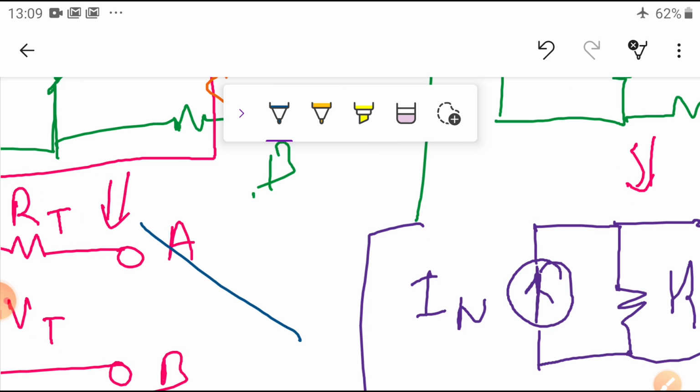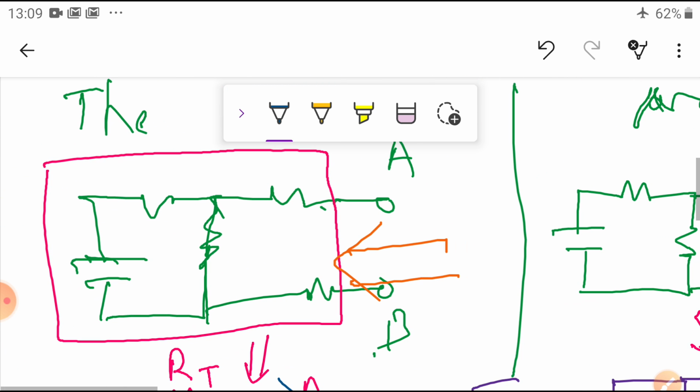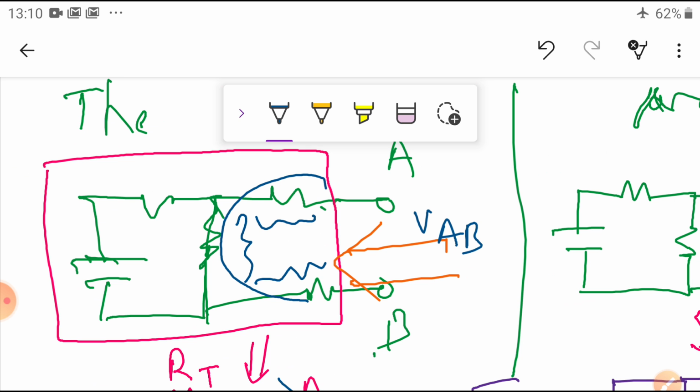Here you can see it. I want the voltage across this, VAB. If you know the voltage across here, so this total voltage is nothing but VAB. So how are you going to calculate this one?